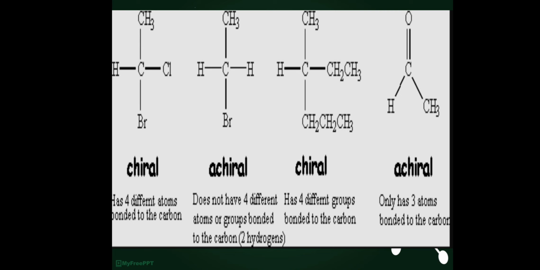For the first structure, it is said that it's chiral because it has 4 different atoms bonded to the carbon. As you can see, CH3 would be counted as one carbon atom. So CH3 is 1, hydrogen is 2 na yon. Chlorine is 3, which is 3 atoms na, and bromine is 4. So meaning to say, you have 4 different atoms, so it is included in chiral.